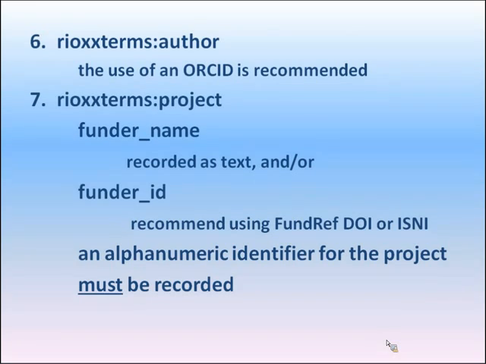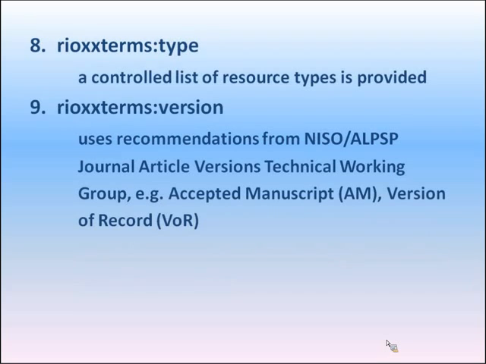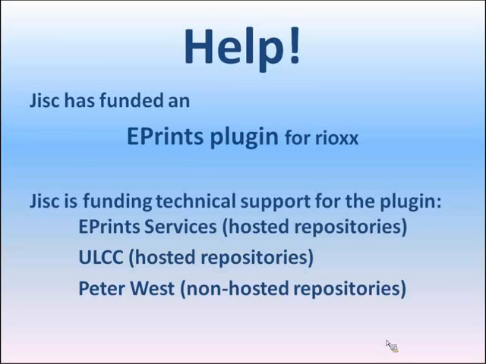The REOX terms project is really very important to RCUK. You're required to report the funder name and the project identifier. And there's a list of controlled types as well, and they include things like journal articles, book chapters, monographs, ETDs, things like that, but it is a controlled list.